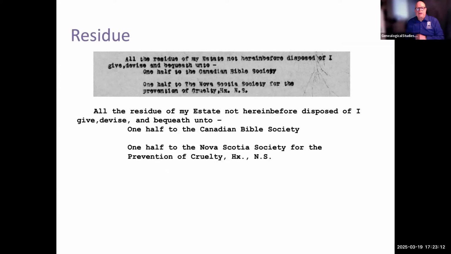Another clause that you'll see, really important, the residue clause. Exactly what it sounds like, the residue, the leftover. After the executor had gone through and paid out all the money that was supposed to be paid out, there may be property left over. So what do you do with that?